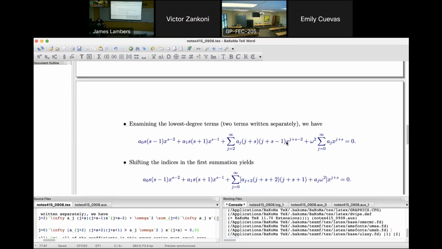But then to compensate for that, you reduce the starting index by 2. So you add 2 within here, subtract 2 out here. That's how you shift the summation's index. And that makes everything line up, because now both sums are from j equals 0 to infinity. Both sums have x to the j plus s, so you can combine them into 1, and x to the j plus s can be factored out of your expression inside the sum.